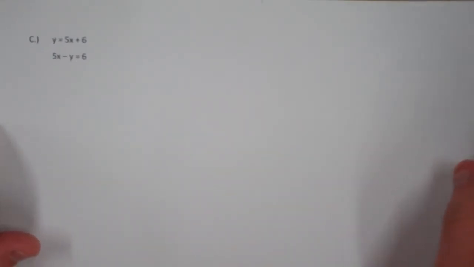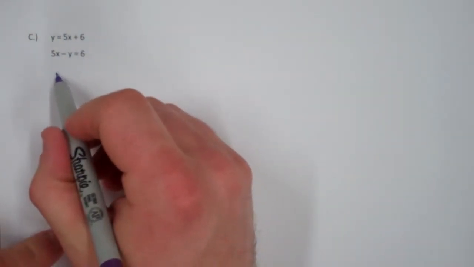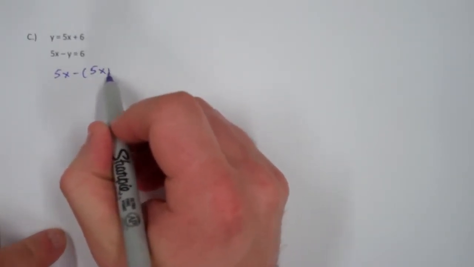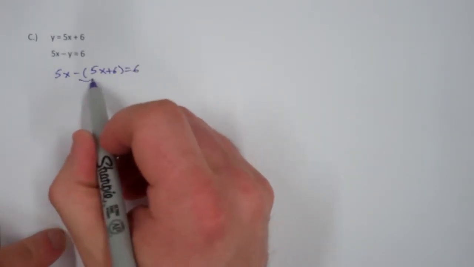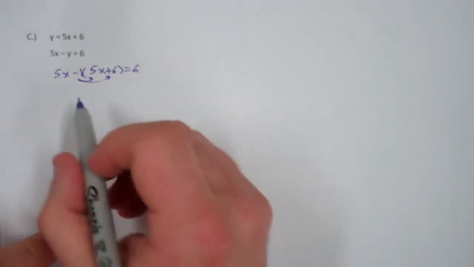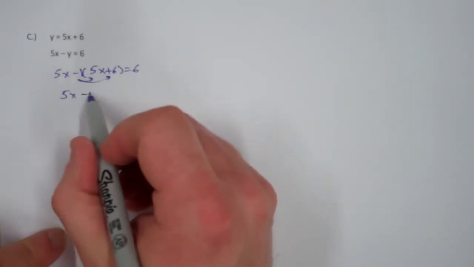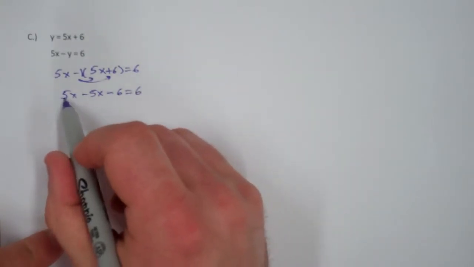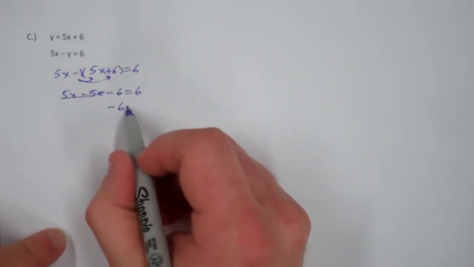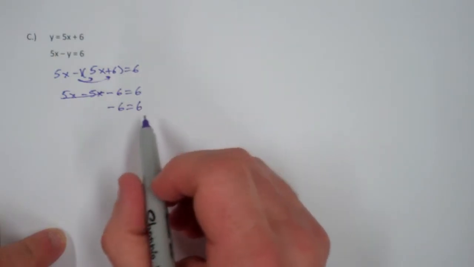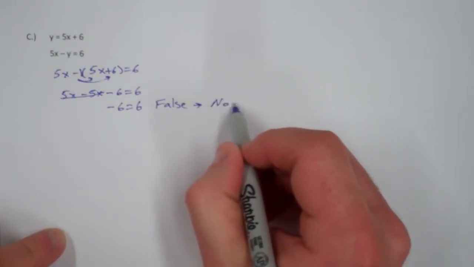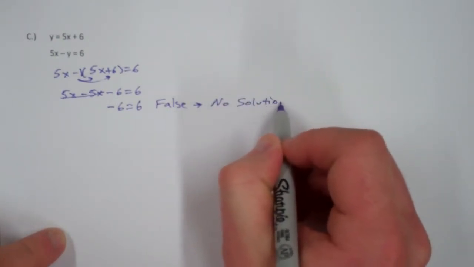Let's try this last one. Here we're going to take the y out. We have a negative sign, so we're going to have to deal with that. And we're going to distribute that, and you can think about it like a negative 1 if you want. So negative 1 times 5x is negative 5x, negative 1 times 6 is negative 6. 5x minus 5x is 0, and negative 6 is equal to 6 is a false statement. And so this one will be no solution for sure.